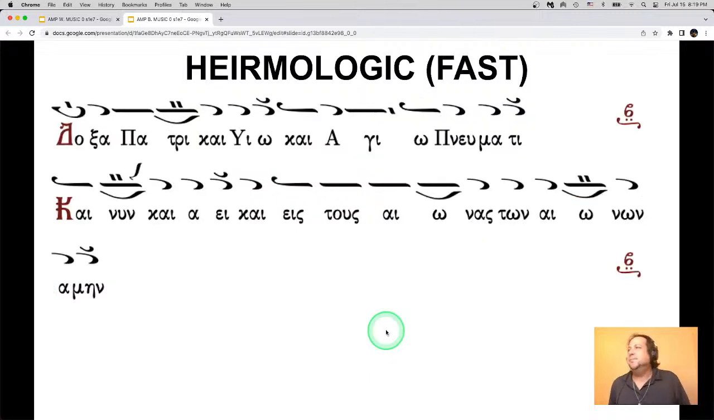Here's the fast. Now notice here that they've written vu. Sometimes they'll write vu, sometimes they'll write the. Just pay attention. Right? Do your low the. Soft chromatic.